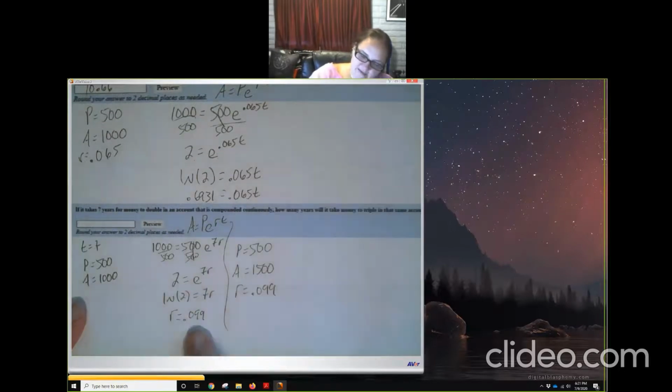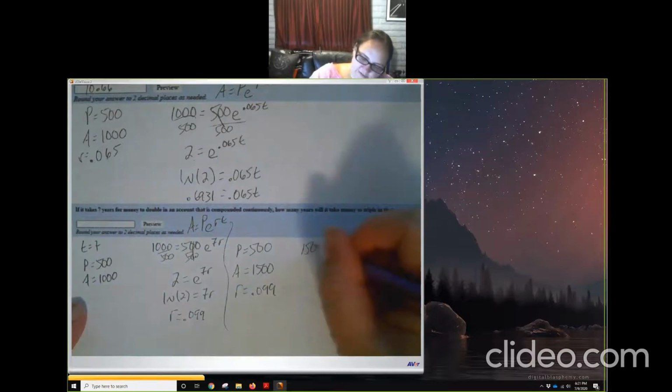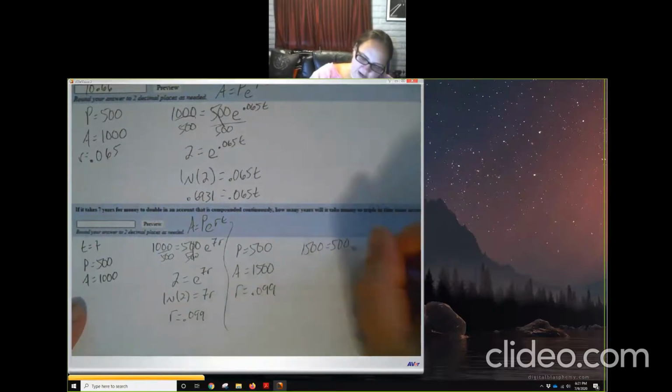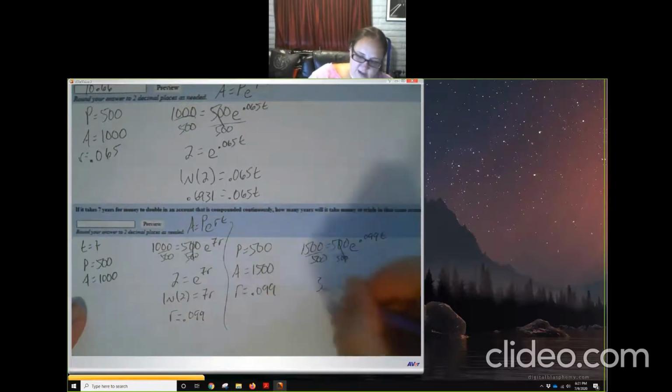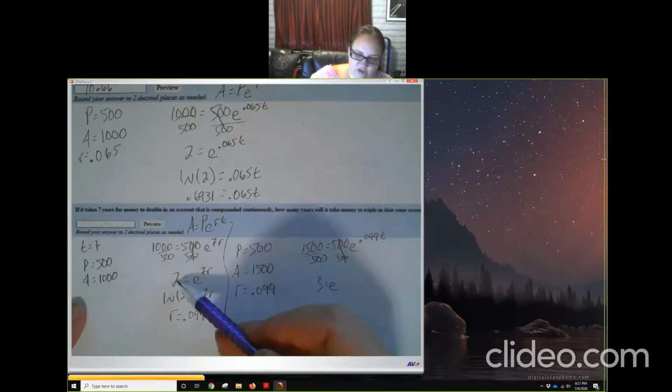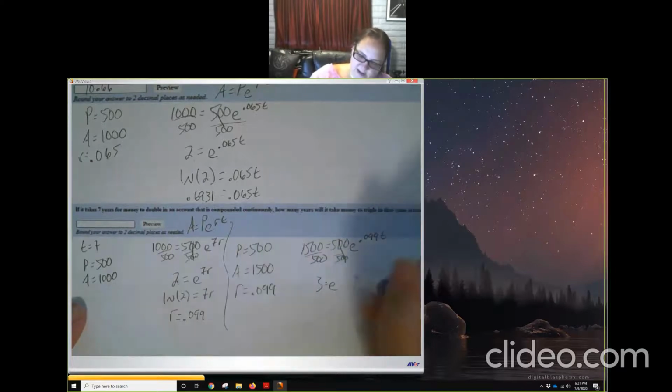So now I have 1,500 equals 500e to the 0.099t. Divide both sides by 500, and I hope it doesn't surprise you that this turns out to be 3. Since it's tripling, when it's doubling, that winds up being 2. When it's tripling, it winds up being 3.